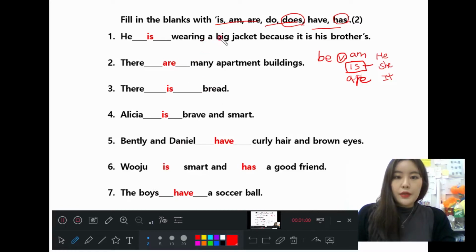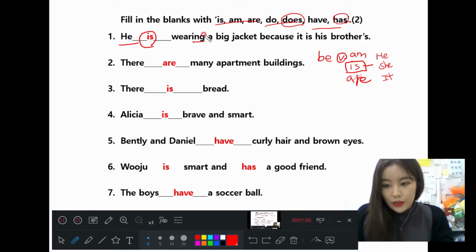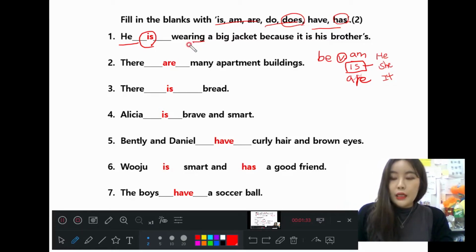Now let's take a look at the first sentence. It says he is wearing a big jacket because it is his brother's. And as we can see, is here, right? And the reason we are using is is because the subject is he. So as we can see here, the forms of verbs can change depending on what kind of subjects we are using. And since there is ing, as I already taught you during the regular class, is be verb plus verb ing, right? 진행형. Okay, good.